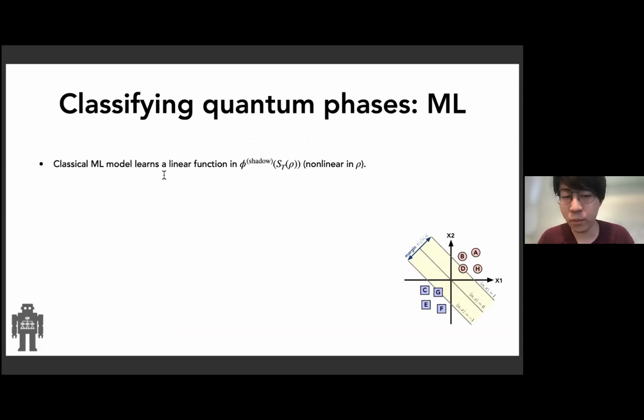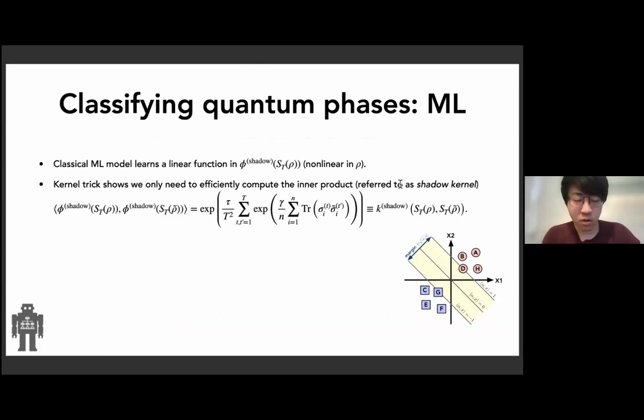Basically, all it does is learn a linear function in this infinite dimensional space, which corresponds to a nonlinear function in the density matrix rho. So one might wonder, how do we make that learning efficient? Essentially, using the kernel trick, all we need to do is efficiently compute the inner product.